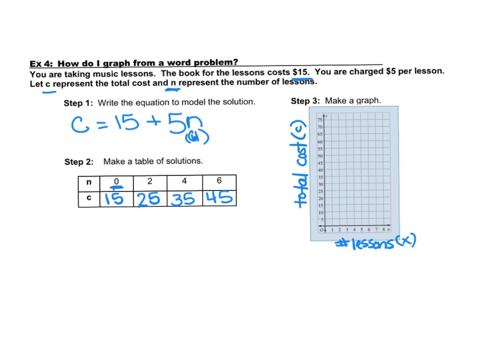All right, so let's go ahead. When we had 0 lessons, we had paid $15, that's for the book. After 2 lessons, we had paid $25. After 4 lessons, we paid $35. And after 6 lessons, we paid a total of $45. And so this is what this looks like. These are all solutions to this equation. So in this lesson, we took a look at how to check if coordinates are solutions to equations and how to graph linear functions.